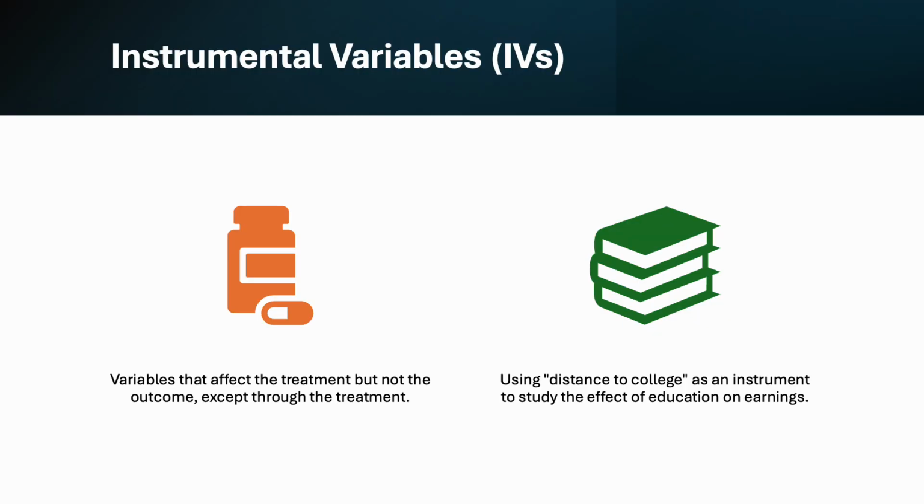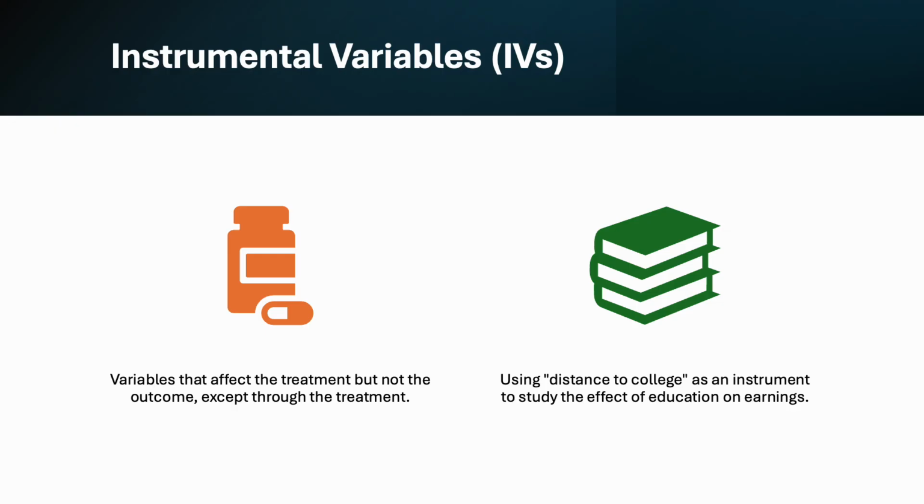An instrumental variable, or IV, is a tool used to study causal relationships when randomization is not possible. The IV affects the treatment but not the outcome, except through the treatment. For example, distance to college can be used as an instrument to study the effects of education on earnings. People who live closer to colleges are more likely to attend, but distance itself does not directly affect earnings.